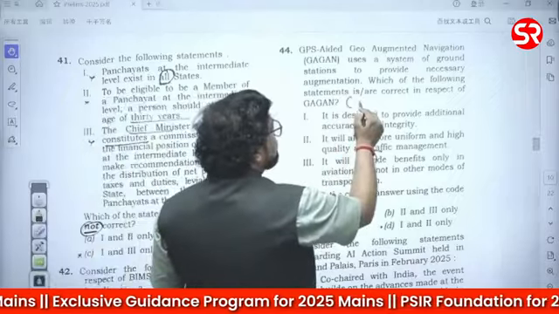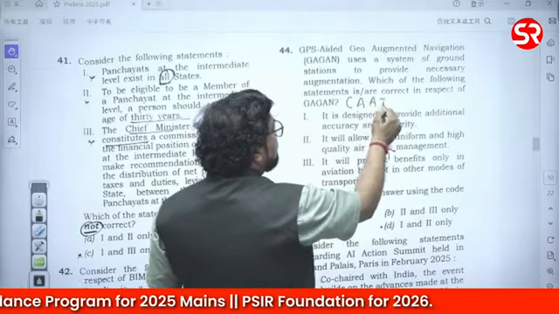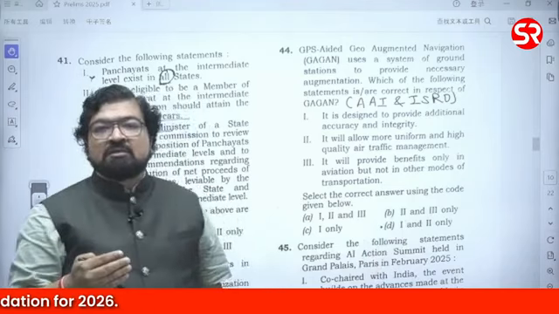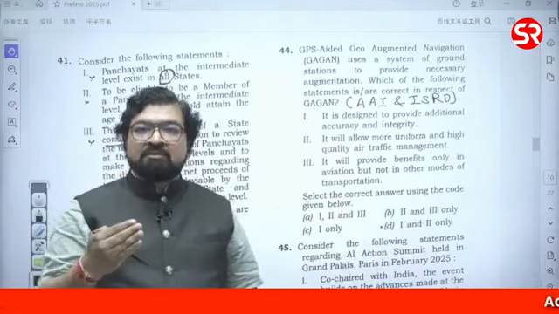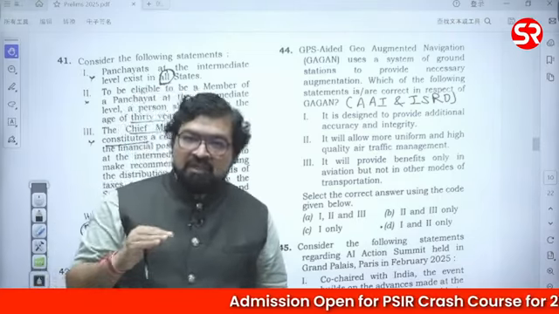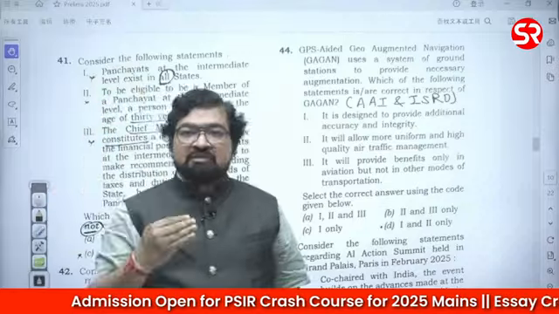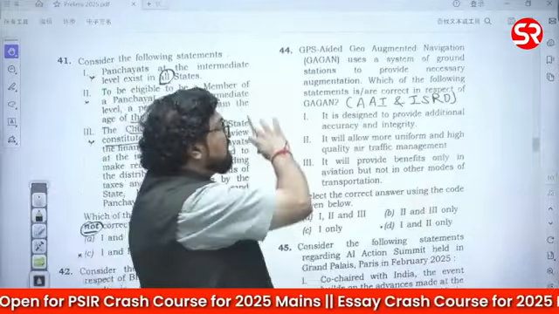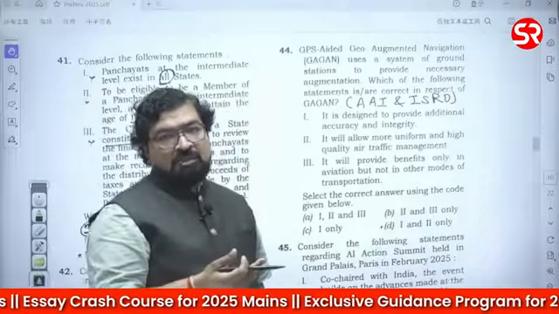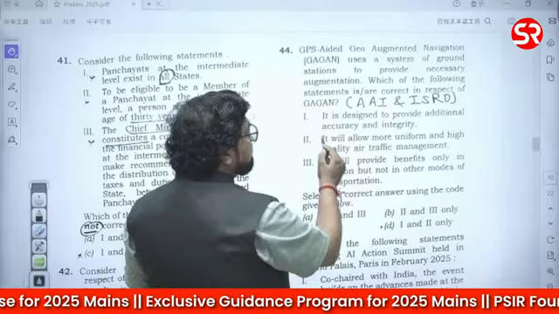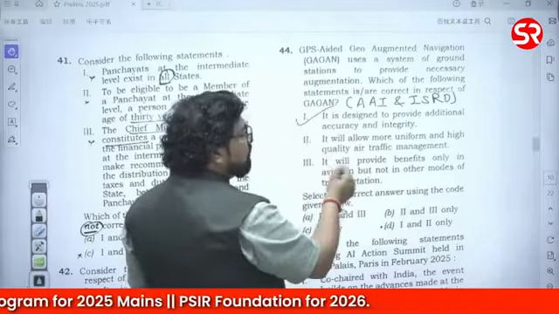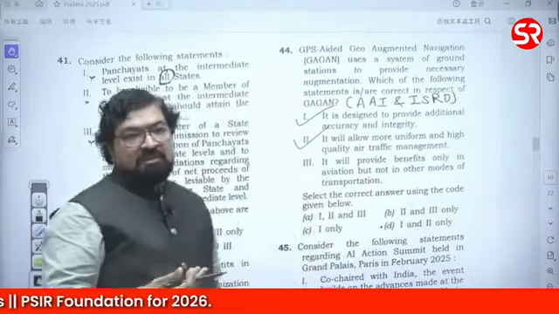Now today, GAGAN is being used by the Airports Authority of India, and in collaboration with ISRO, has been developed for our civilian aircraft, the takeoff, landing, and air traffic control management, and in terms of helping better signaling in space, getting the GPS there. It basically consists of 3 communication satellites, GSAT 8, GSAT 10, and GSAT 12. Now it is designed to provide additional accuracy and integrity for our airports and the airlines, correct? It will allow more uniform, high quality air traffic management, again correct.